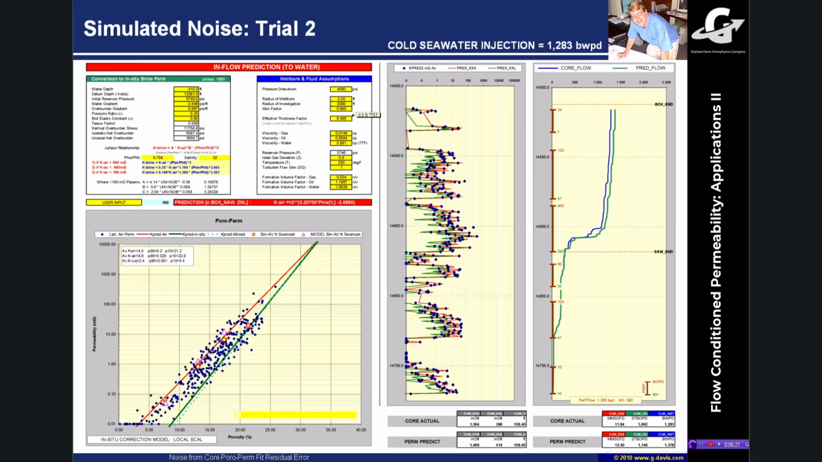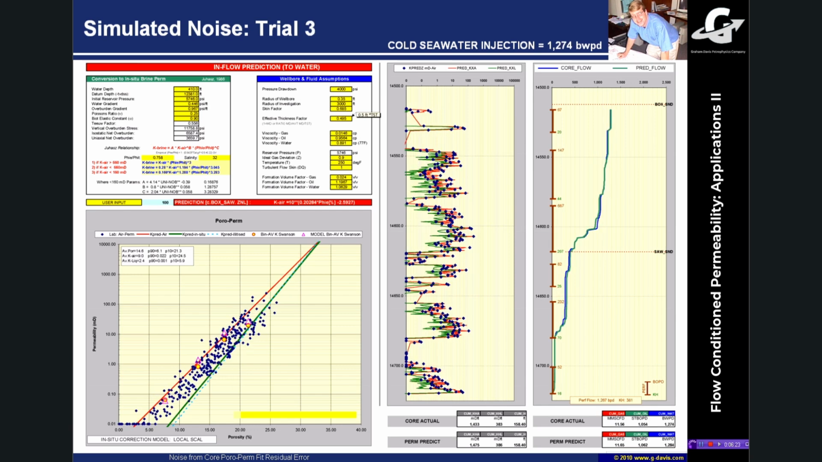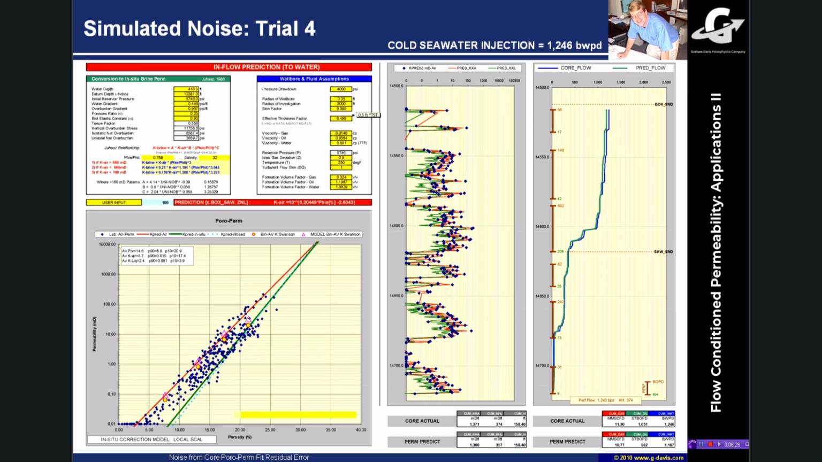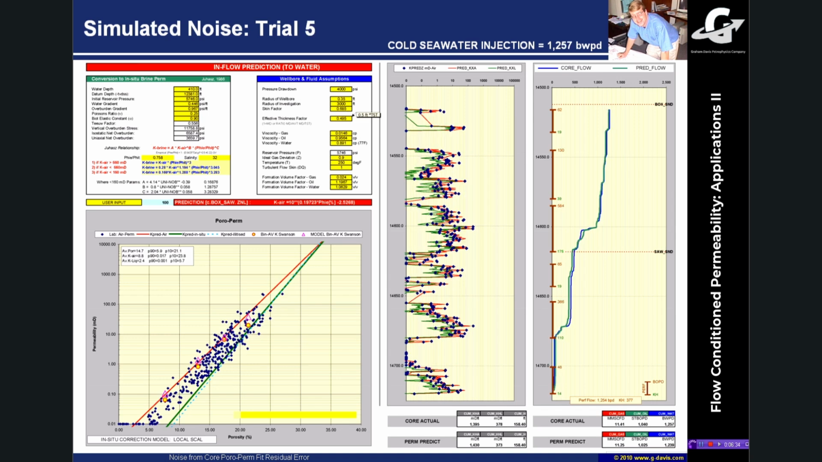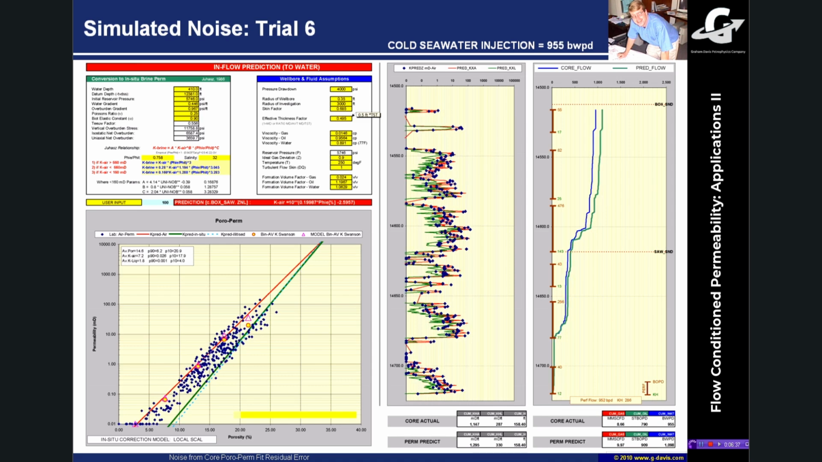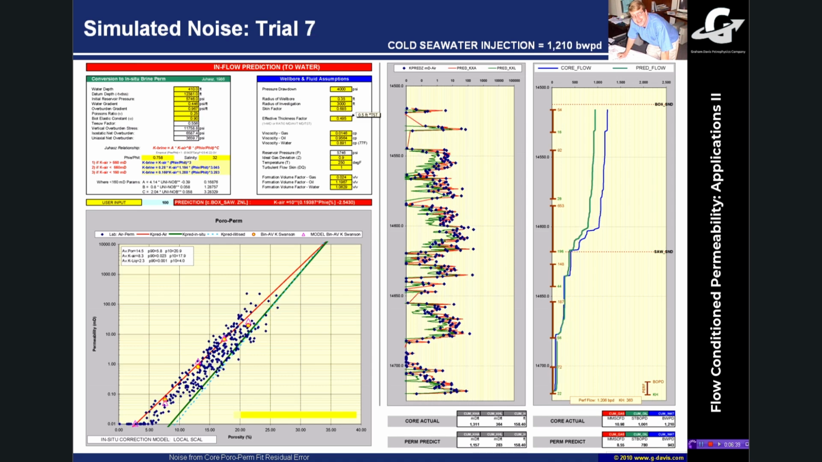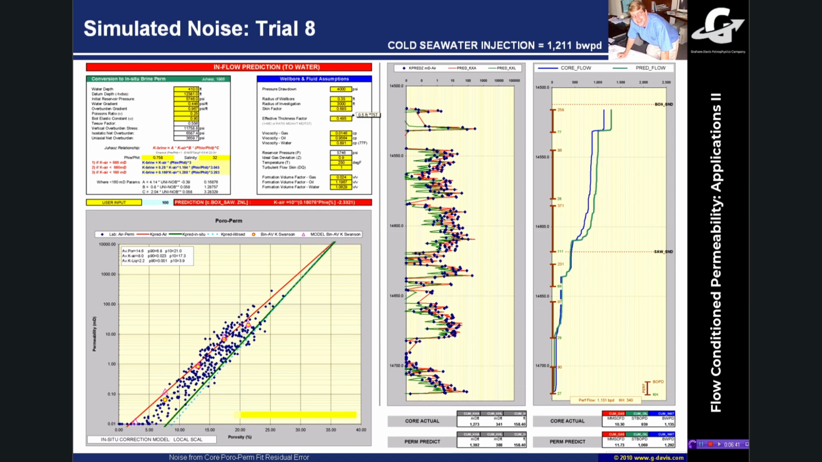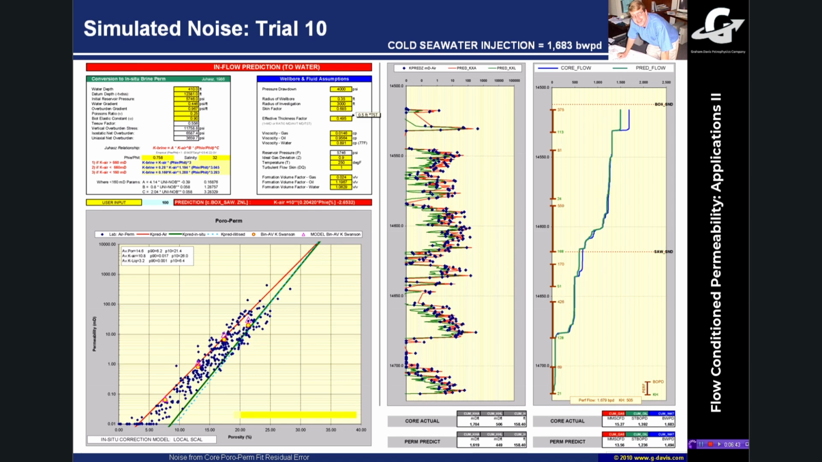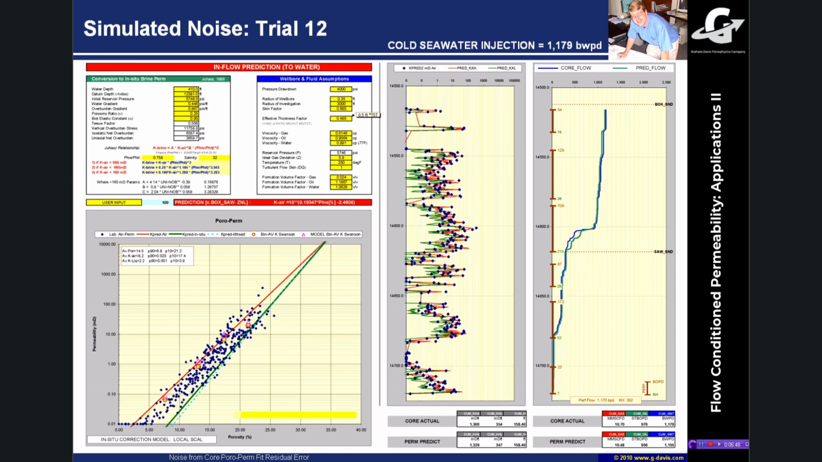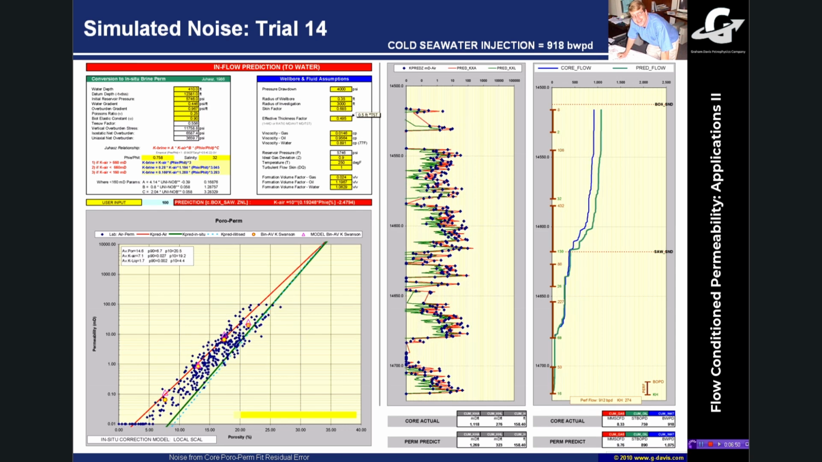I can do this twice, three times, and each time all I'm doing is varying the error. I'm taking the same statistical error on my core pore perm fit, and I'm adding in a random bit of noise, and you can see that I get a variation in flow profile. So this noise is just driven by the spread of error in my original core pore perm prediction, and I'm getting a range of injection rates.